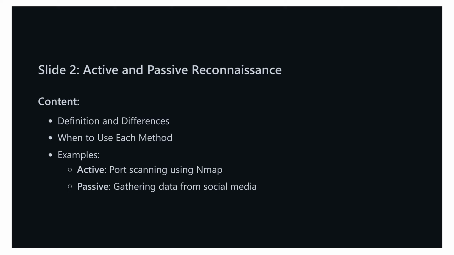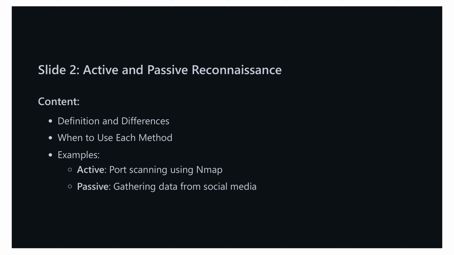On the other hand, passive reconnaissance involves collecting information without direct interaction with the target system, thus minimizing the risk of detection. Examples include gathering data from social media or public databases, where we can look for any information that the target has inadvertently made public. Understanding the differences and knowing when to use each method is crucial. Active methods are often used when there is a need for detailed information about the system, whereas passive methods are ideally used in the initial stages of testing to avoid detection.